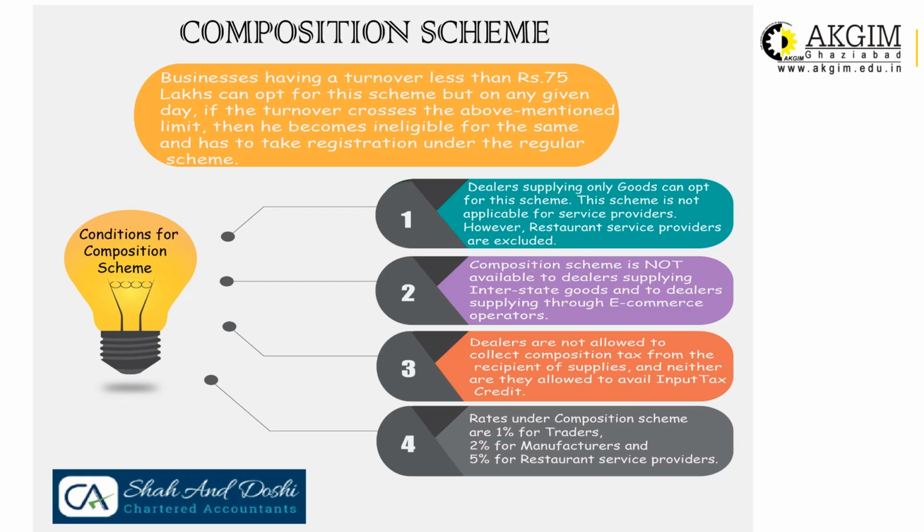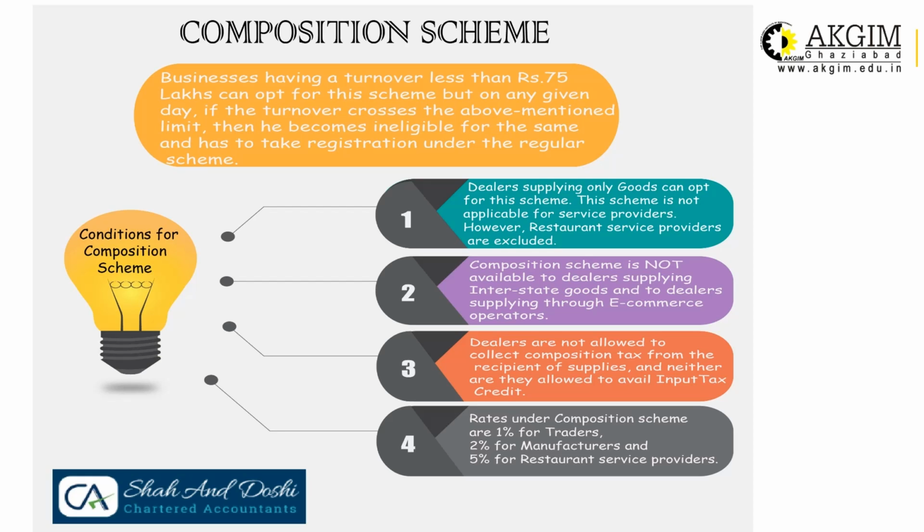So any businessman whose turnover is less than 75 lakh can opt for the composition scheme, but they have to comply with all the conditions, the documentation, and the return requirements under this scheme. If the taxpayer crosses the above mentioned limit, then he becomes ineligible. That means if your turnover for any particular year is, suppose, 80 lakhs, then you are not eligible for the composition scheme. You will be treated as a normal trader, normal manufacturer, businessman, and the normal provisions will be applicable.